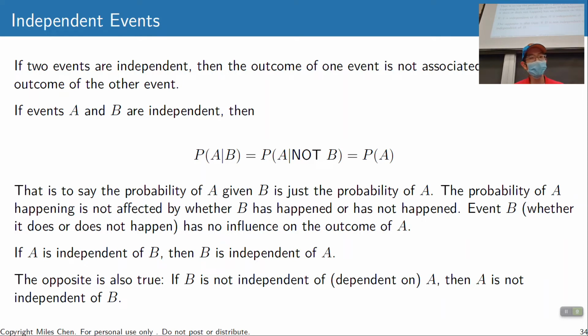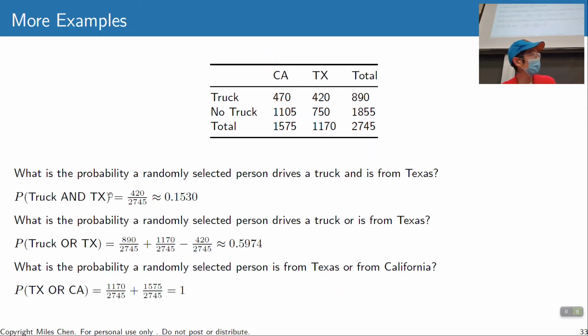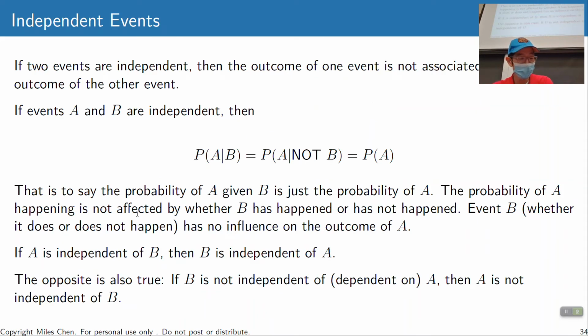If two events are independent, the outcome of one event is not associated with the outcome of the other event. Here I skipped over this; you can go over this on your own time. Probability of truck in Texas, truck or Texas, Texas or California. These are some numbers you can go over on your own.